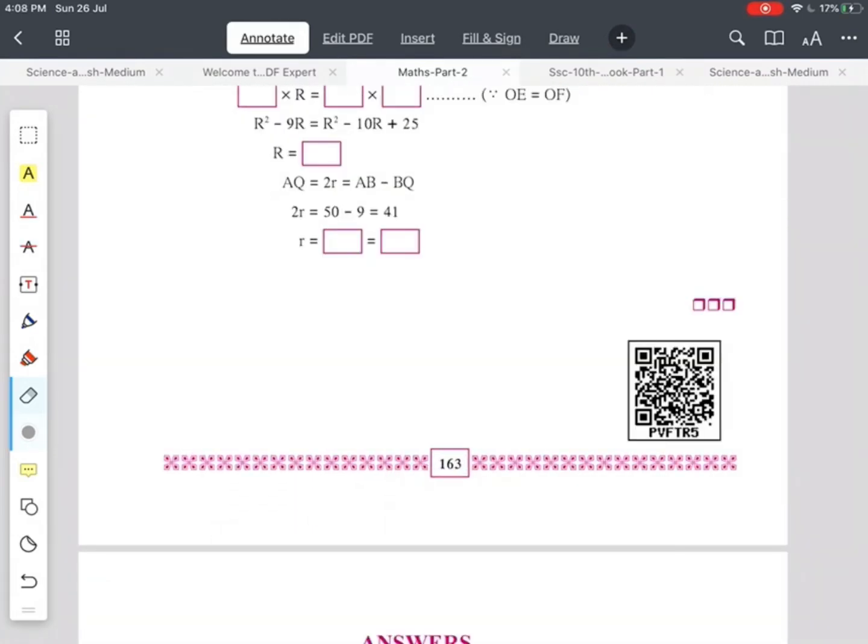This way we saw which part of Maths 2 of standard 10th is omitted this year.